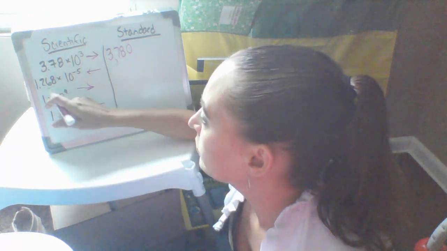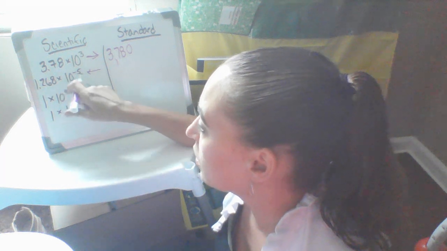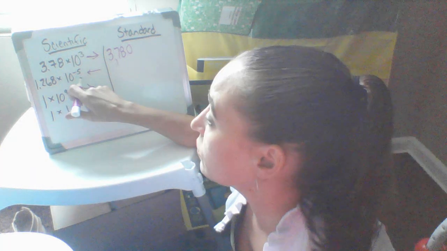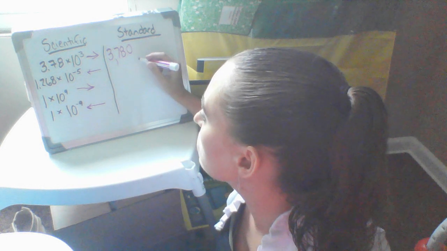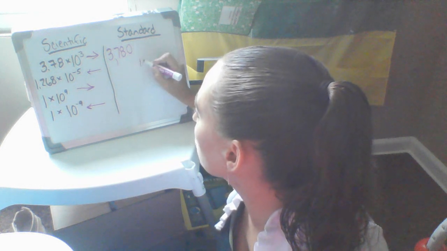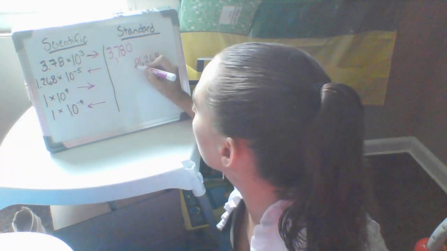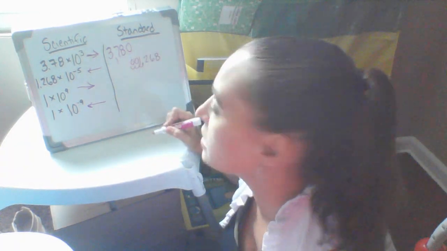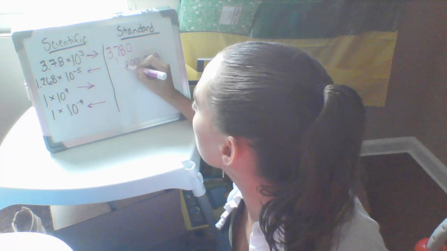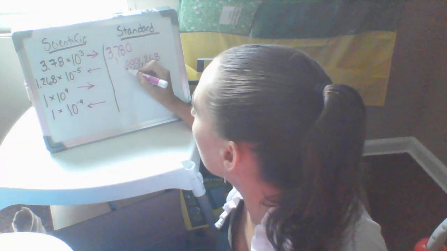Now this number, we're moving to the left, and we're moving 5 places to the left. The number is 1.268. I'm going to move, that's 1 spot. 2 spots, I've got to do a placeholder of a 0. 3, placeholder of a 0. 4, placeholder of 0. And 5, placeholder of a 0.